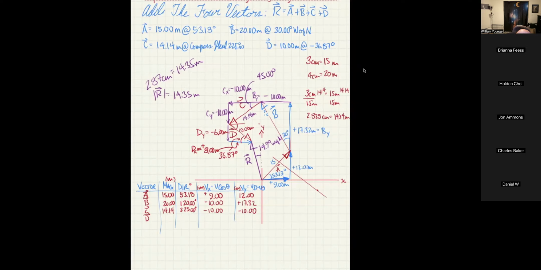And then finally, vector D. Vector D had a magnitude of 10 meters. We are almost out of time. Don't worry, I'll knock it out. And in fact, this one's at negative 36.87. That's a standard angle, so I can just write it like that. This one had an x component that was positive 8 and a y component that was negative 6.